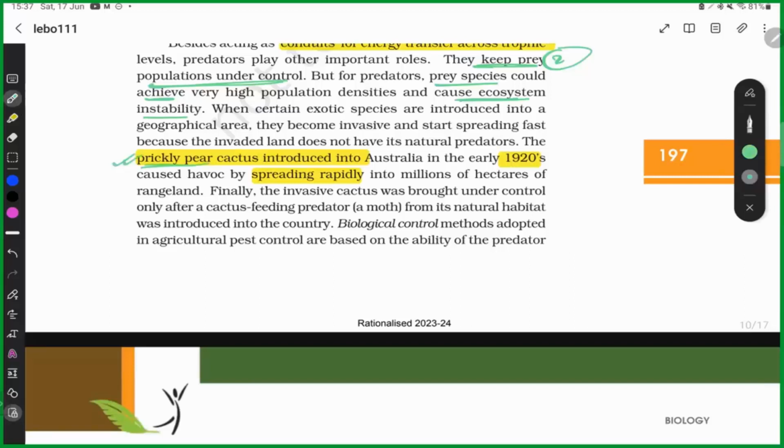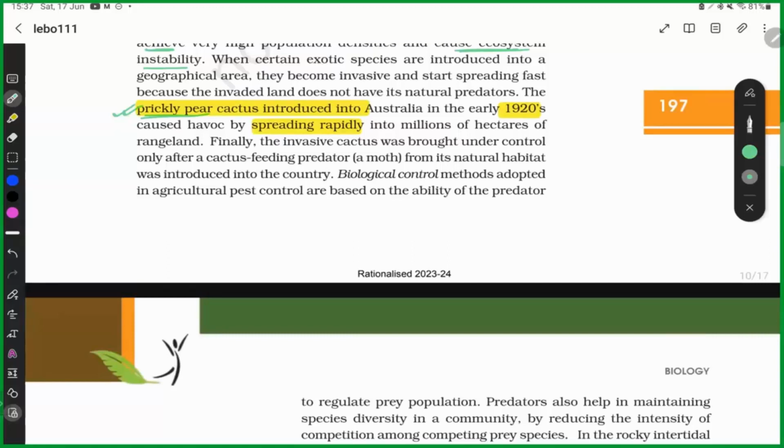How was it brought under control? By introducing a cactus-feeding predator moth. And this is a biological control method. Control means the prey population is kept under control by the predator. This is the control method. It is adopted in the agriculture field.